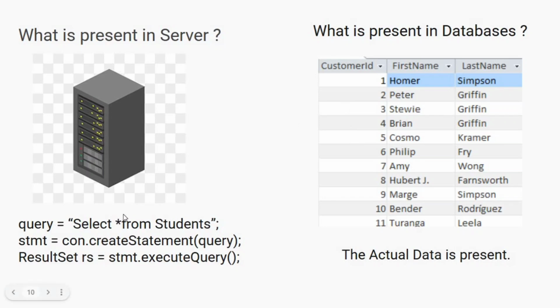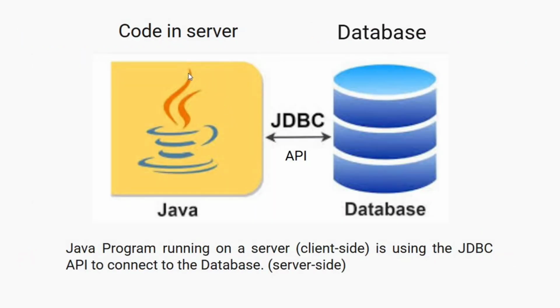To give you a glimpse of what we will be learning, here is a small snippet of JDBC code that demonstrates how we can connect to the database. Here there is a query written in SQL. Using this query and this piece of JDBC code, we can retrieve the actual data we want from the database. The server contains the program, which might be in Java or any other language, to retrieve the data from the database, and the database contains the actual data.